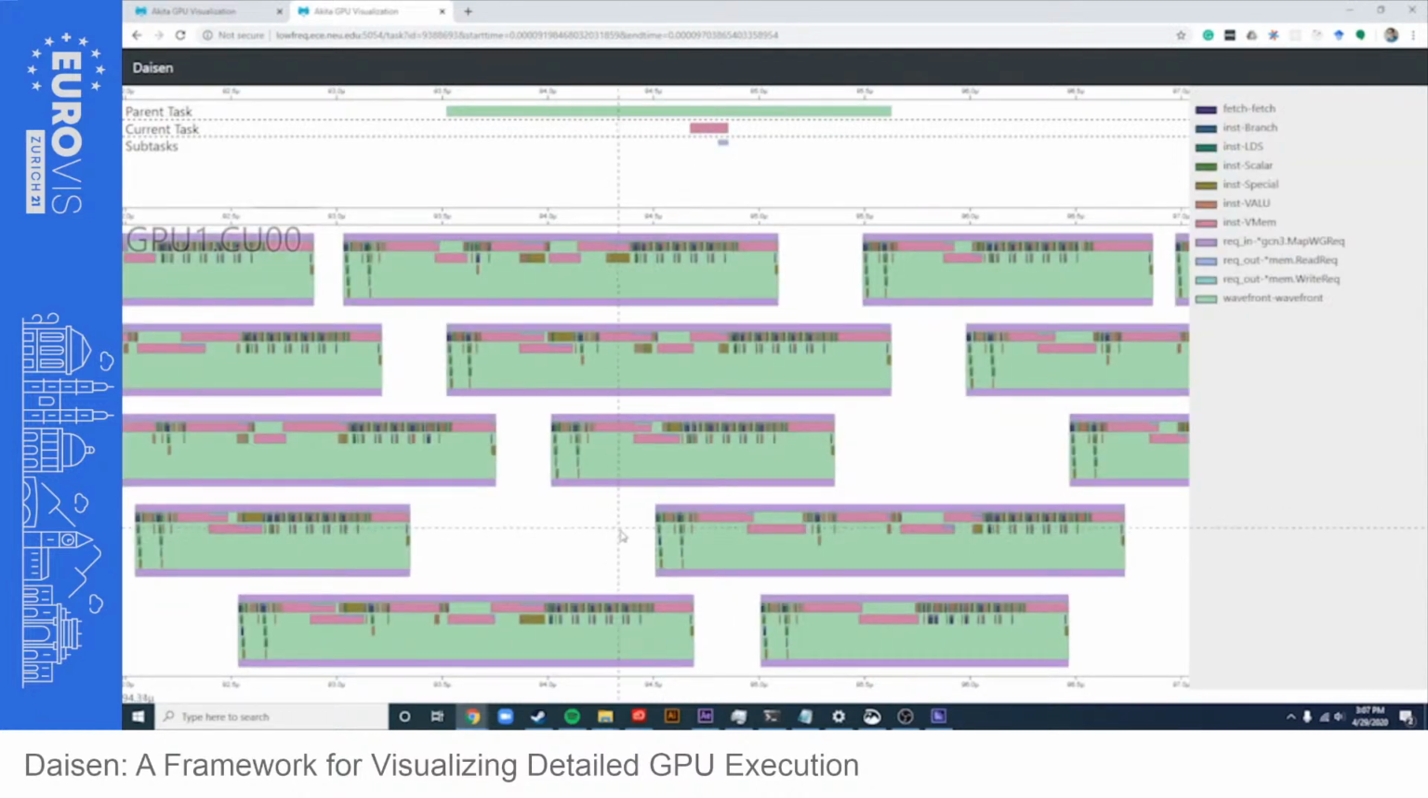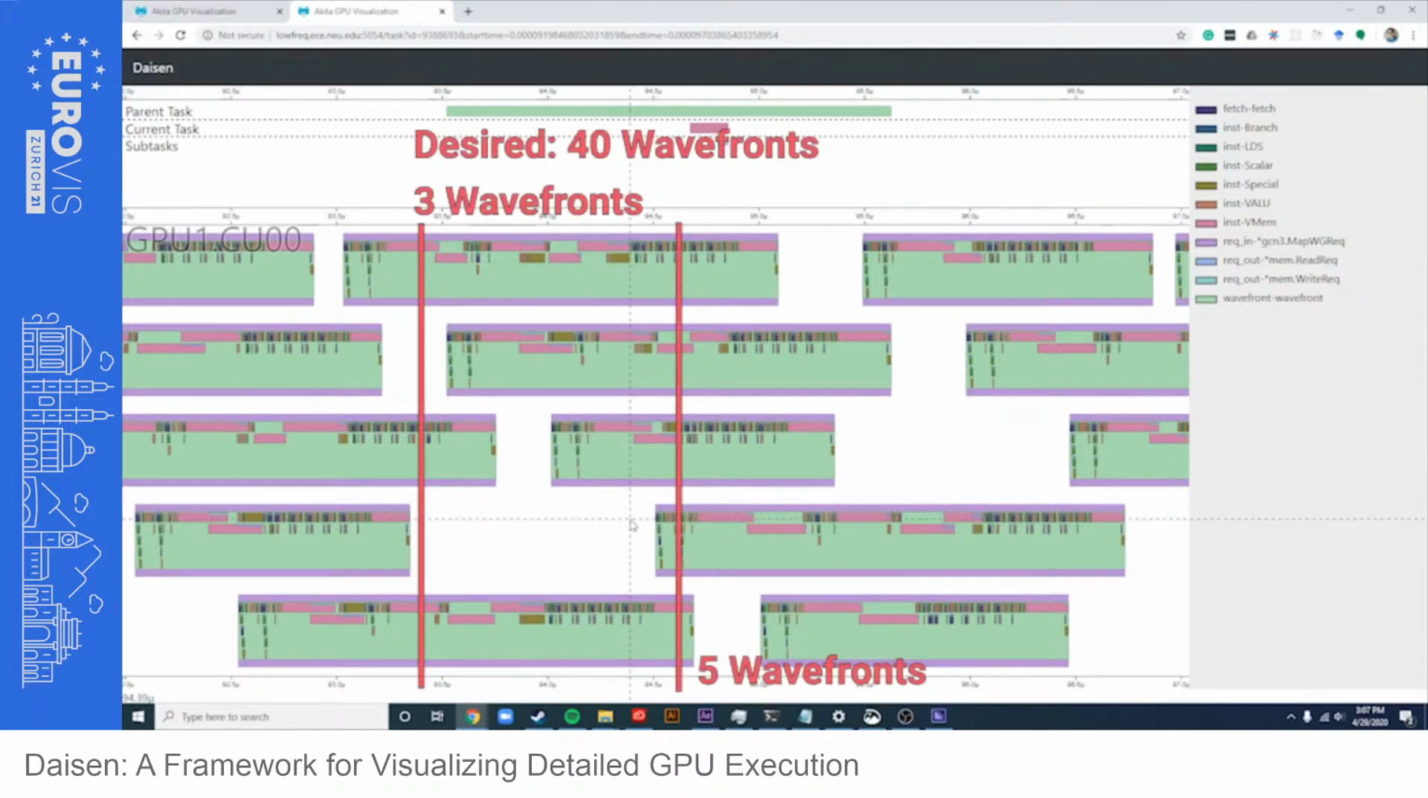Here the compute unit is only executing 3 to 5 wavefronts. Considering that a compute unit can run up to 40 wavefronts in parallel, the performance issue comes from the fact that the command processor is not sending workgroups fast enough to keep the compute unit busy. After finding this performance issue, a GPU hardware designer can try to improve the command processor dispatching speed.